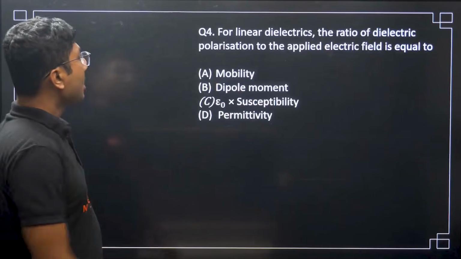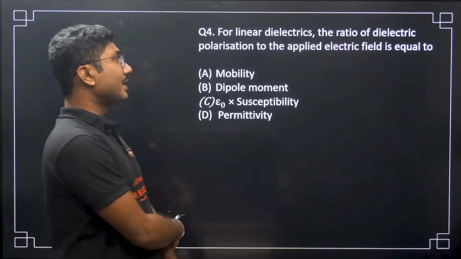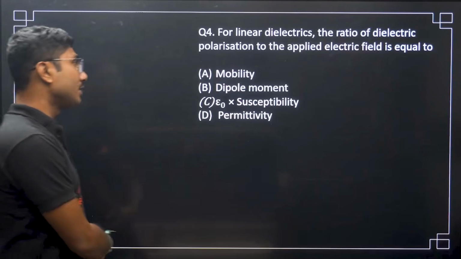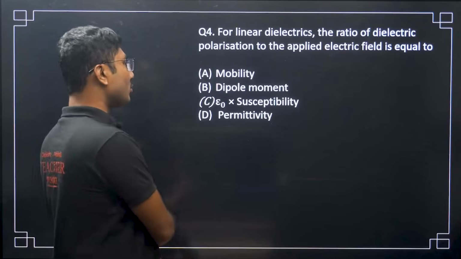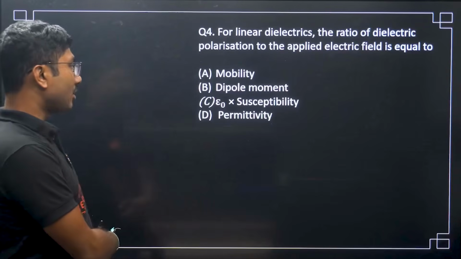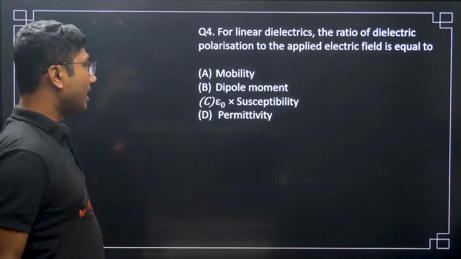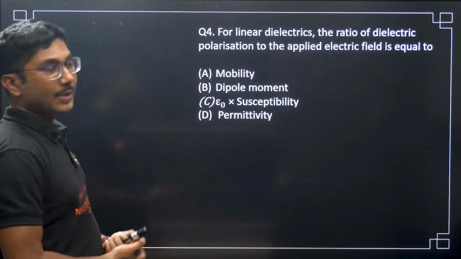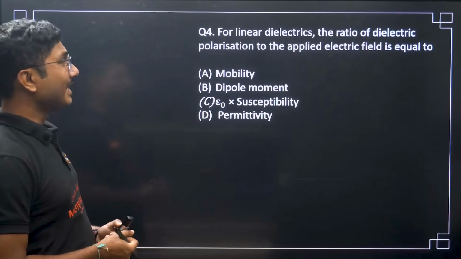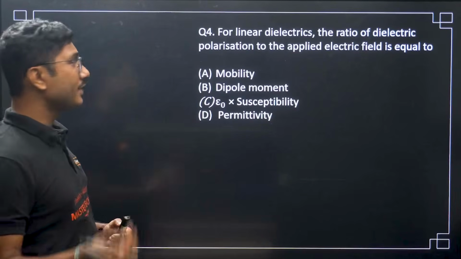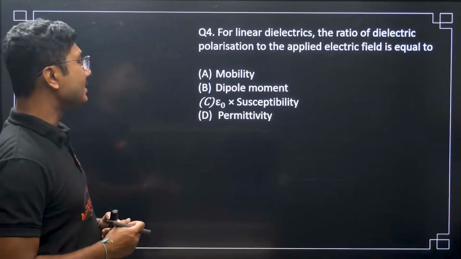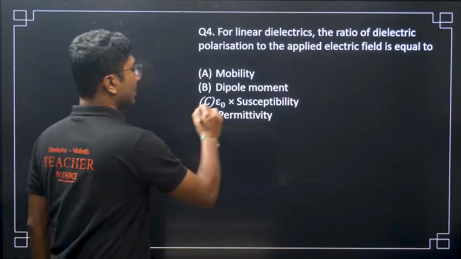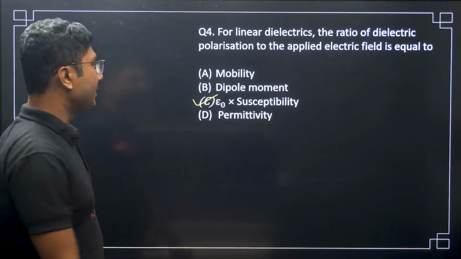Next question. For linear dielectrics, the ratio of dielectric polarization to the applied electric field is equal to mobility, epsilon naught into susceptibility, dipole moment, or permittivity. Okay, so for linear dielectrics, the ratio of dielectric polarization to applied electric field is equal to epsilon naught times susceptibility.